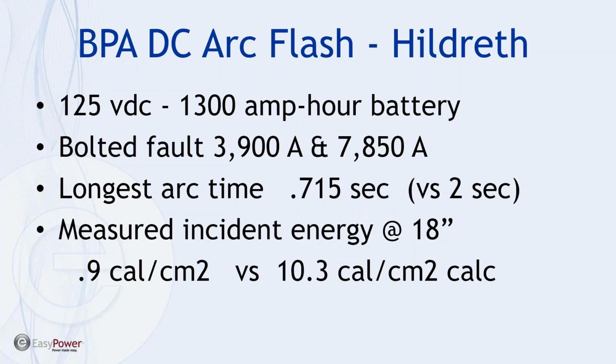And so what they were able to determine in this 125 volt DC system is that they measured the incident energy at 18 inches to be 0.9 calories per square centimeter. But if you use the max power method that's recommended by NFPA 70E, the calculations end up being 10.3 calories per square centimeter. So the bottom line to the BPA report is that the model is conservative to the point of being a factor of 10 off when comparing it against actual tests, at least in these areas of voltage and current.